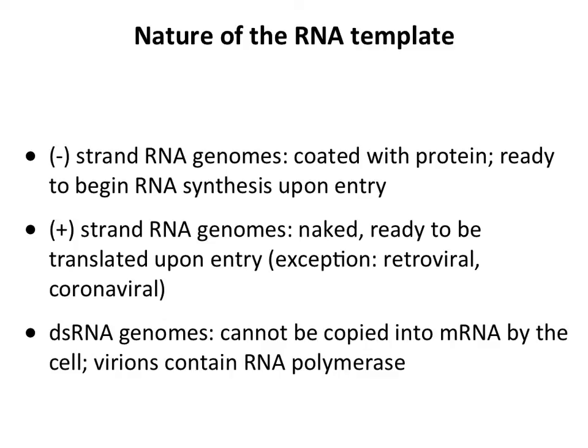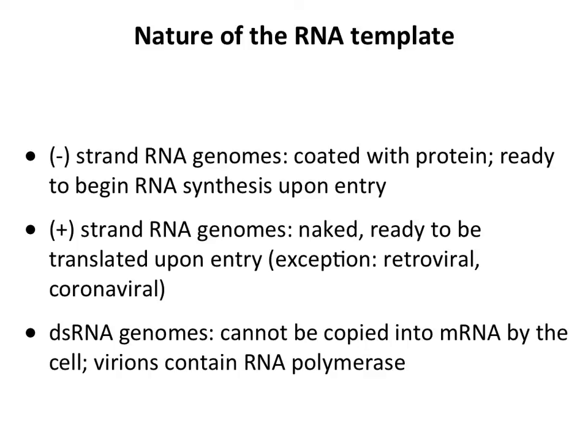Now, the double-stranded RNA genomes, you can probably predict that there has to be a polymerase in the virion. Even though they're double-stranded RNA and one of the strands is plus-stranded, it can't be accessed by ribosomes because the double strands make it inaccessible. Ribosomes can't melt the double strands, so they can't translate it. So these double-stranded RNA viruses, they bring a polymerase into the cell with them.